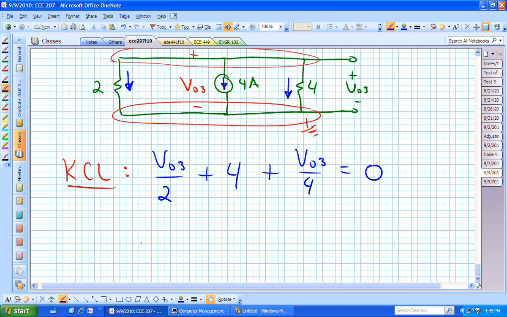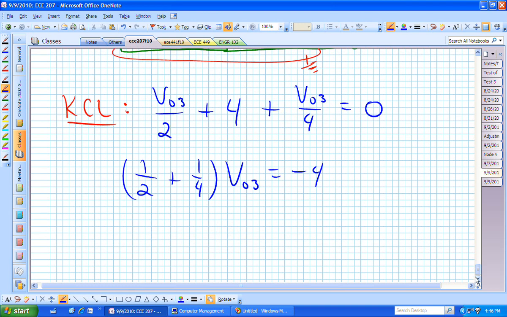What is then, so now I have 1 over 2 plus 1 over 4 times V sub 0, 3 equaling minus 4. Or I have 3/4 V sub 0, 3 is equal to minus 4. Or V sub 0, 3 is now minus 16 over 3 volts. That current source is now wanting that voltage again to be negative. So two of my sources give me a negative output voltage. My first source gave me a positive.